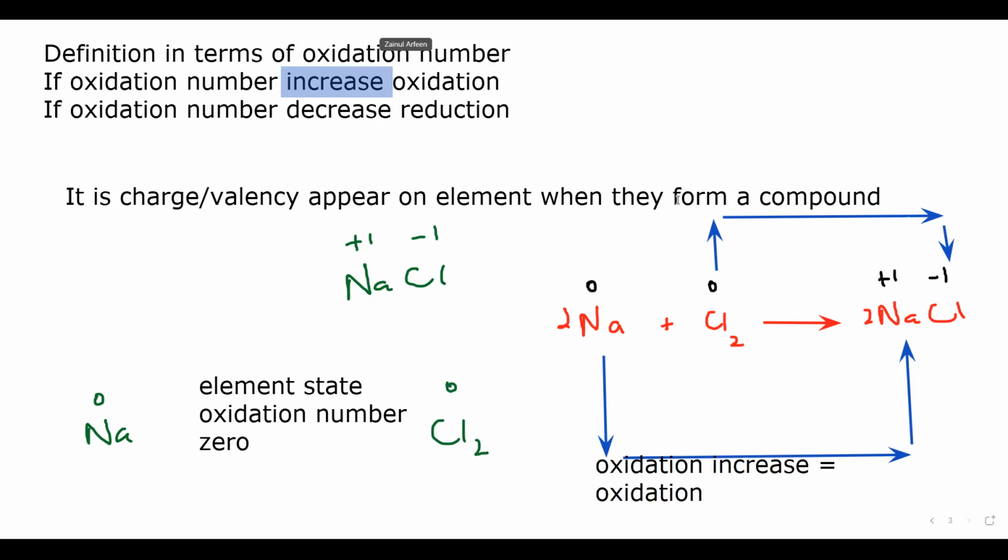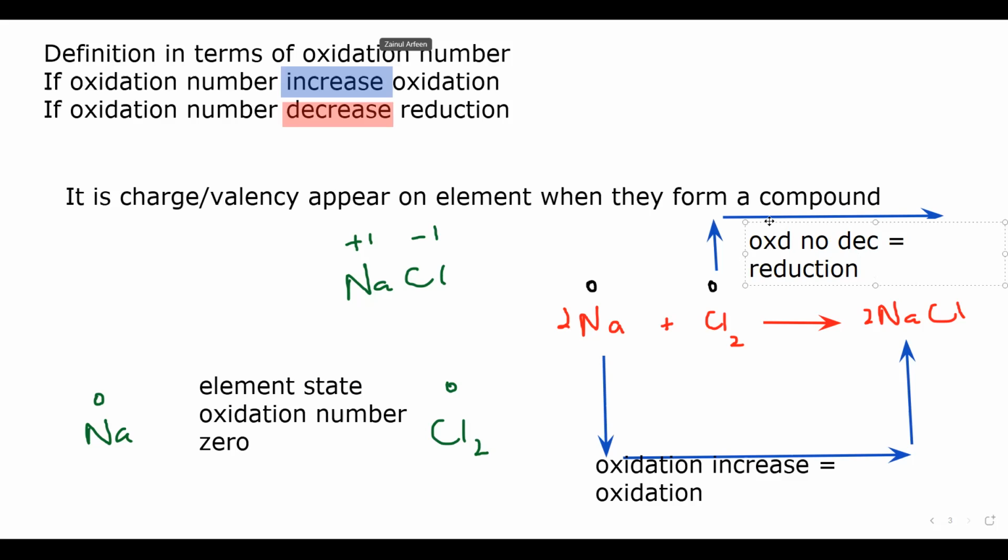And the opposite, as you can see, for chlorine, it was 0 and became -1, so it is a decrease. Whenever there's a decrease in oxidation number, what do we call that? We call that reduction. So here the oxidation number decreases, and if the oxidation number decreases, we call this change reduction.